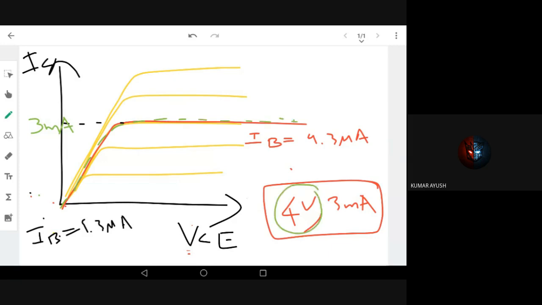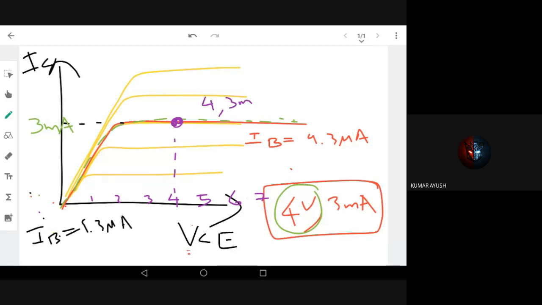So if you plot the voltage on the x-axis, this is 1, this is 2, this is 3, this is 4, this is 5, this is 6, this is 10. So 10, because the maximum voltage is 10. Now we know this is 4 volts. So this is the exact point at which my transistor is operating. What is the point? 4 volt and 3 milliampere.